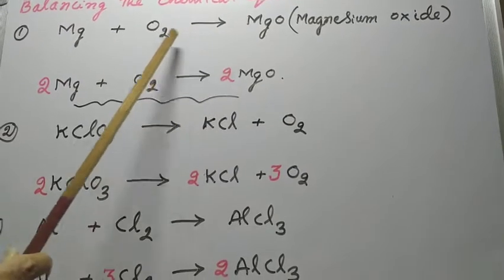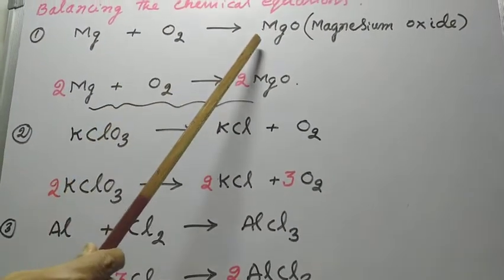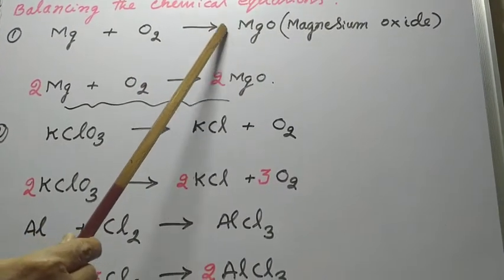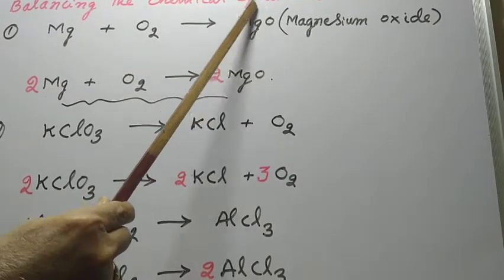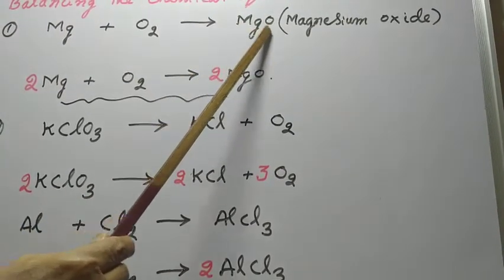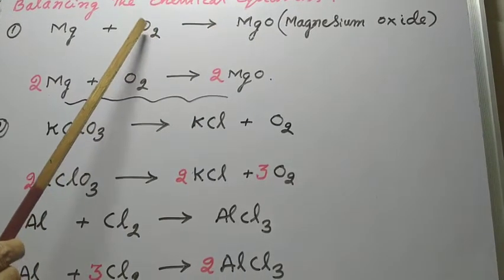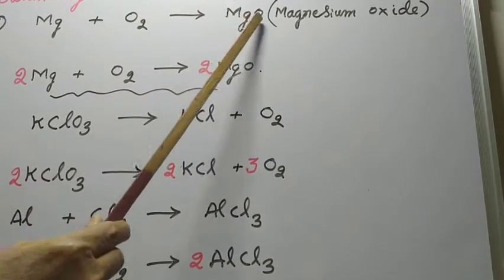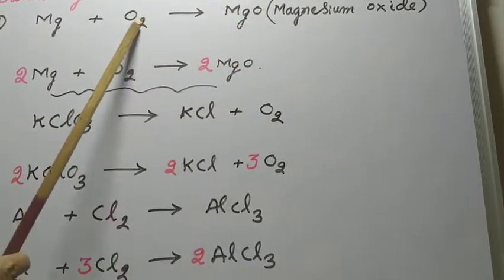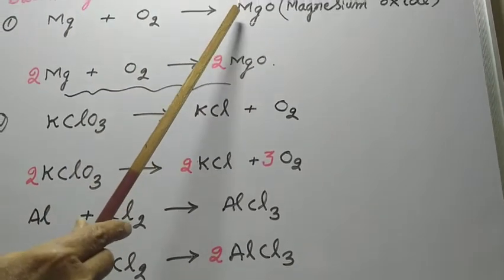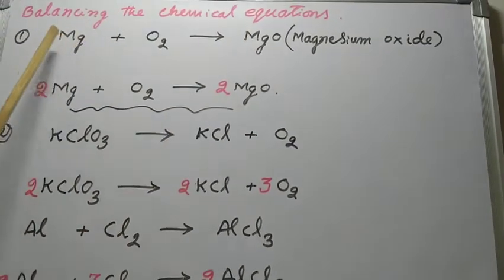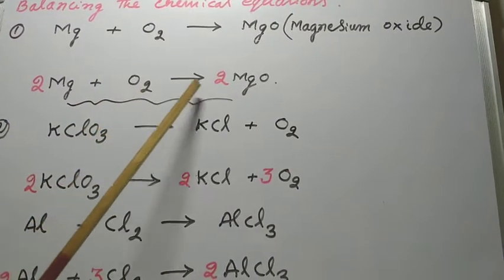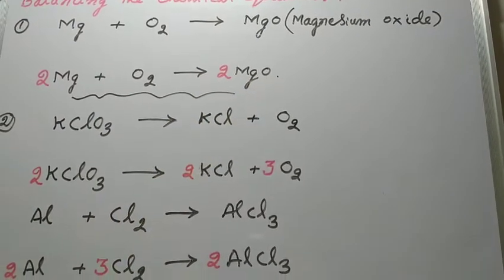So, from two atoms, we cannot get one atom. So we have to multiply this by 2. That means two molecules of magnesium oxide are formed. If you multiply this by 2, then oxygen has 2 atoms, here also 2 atoms, it is equal. But automatically the magnesium atoms increase, so we have to multiply this also by 2. That is why 2 Mg plus O2 equals 2 MgO.